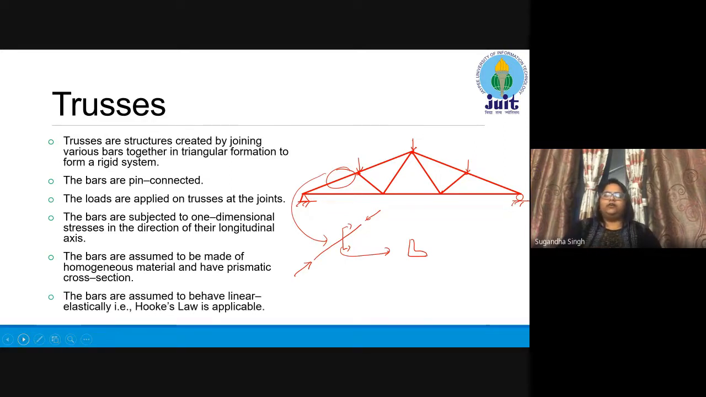Further, the bars are assumed to behave linear elastically, as in Hooke's law is applicable. Hooke's law says that the stress in the bar is directly proportional to the strain. So if we plot stress versus strain in each of these bars, the behavior should be linear. And elastic means that if there is no load further being applied, the bar resumes its original shape.